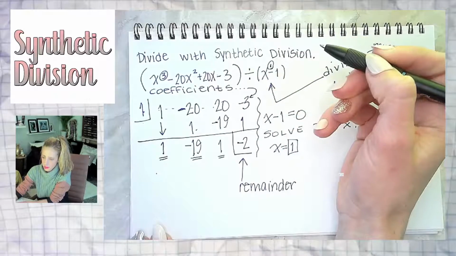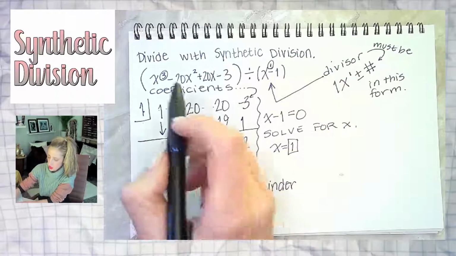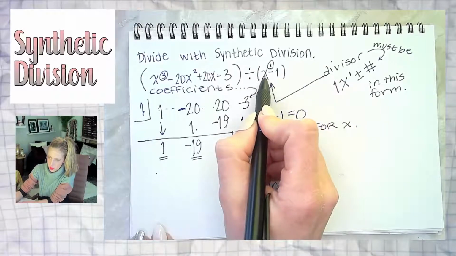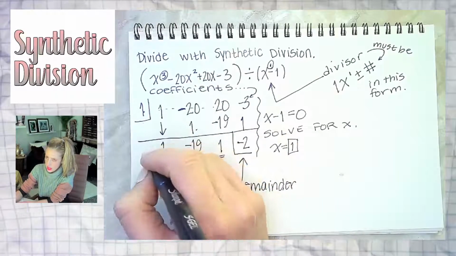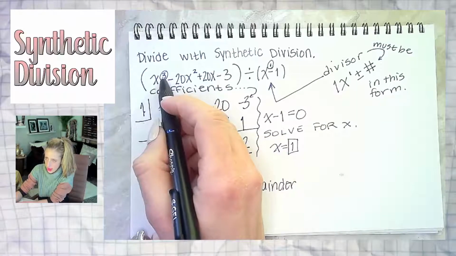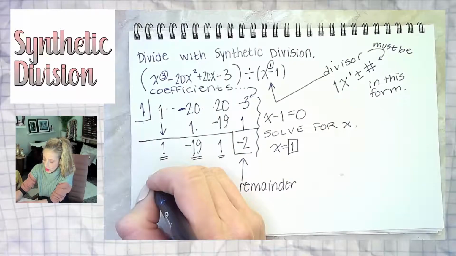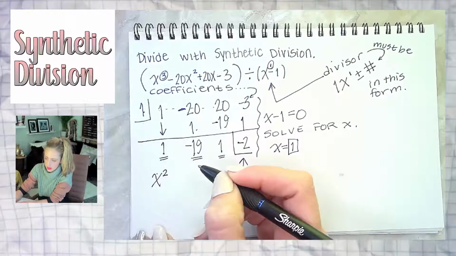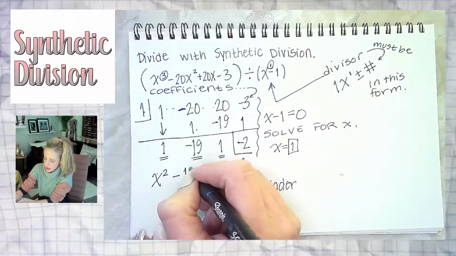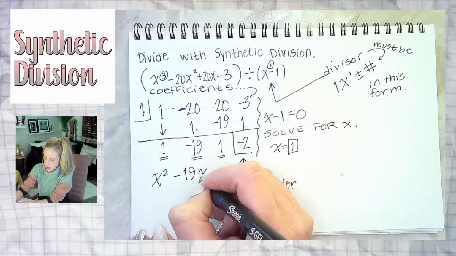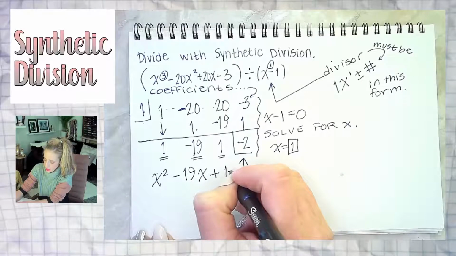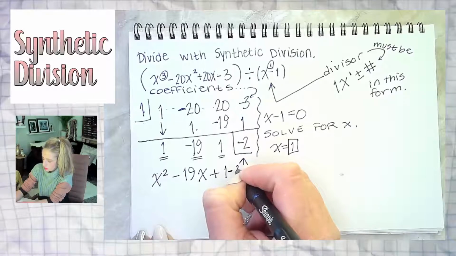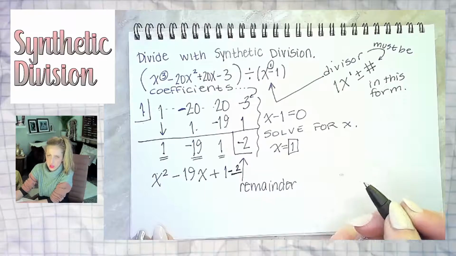With synthetic, your answer will always be, because you're only allowed to divide by first power equations anyway, we said, right? Your answer, all you'll do with these numbers is make them the coefficients of your answer, and you start with the power one power less. So it's 1x to the second, or x to the second, minus 19, and you just count down from there, plain x, plus 1, then minus 2 over, and what do I put in the denominator of the 2?